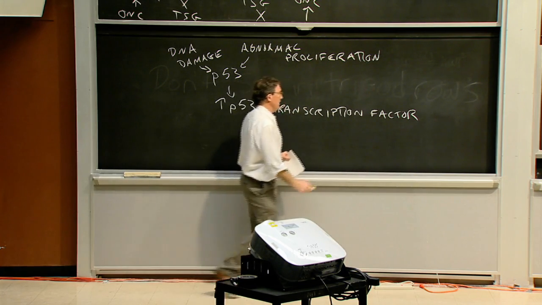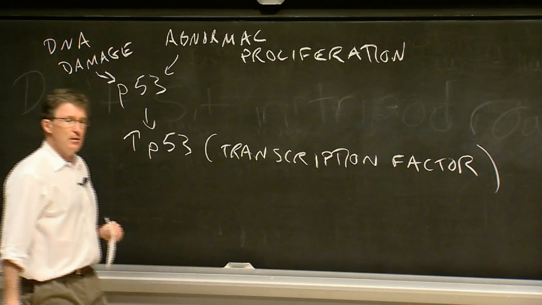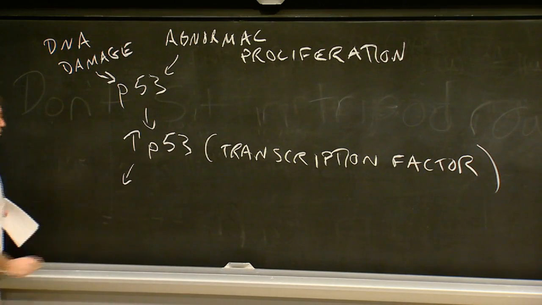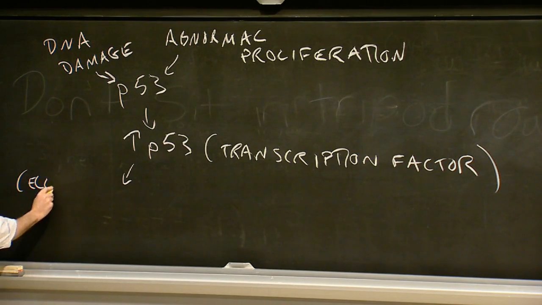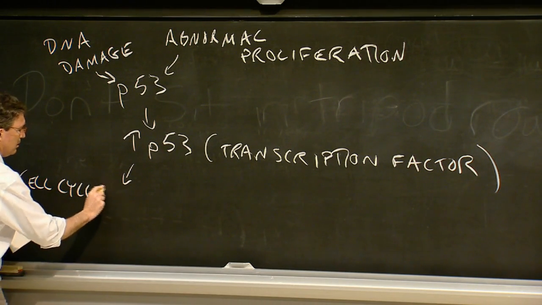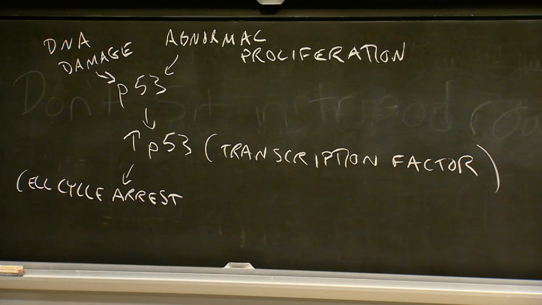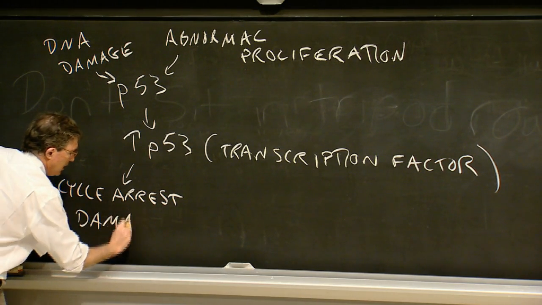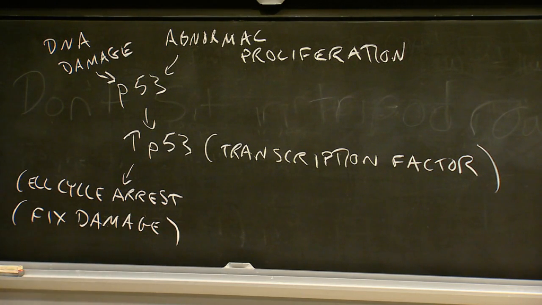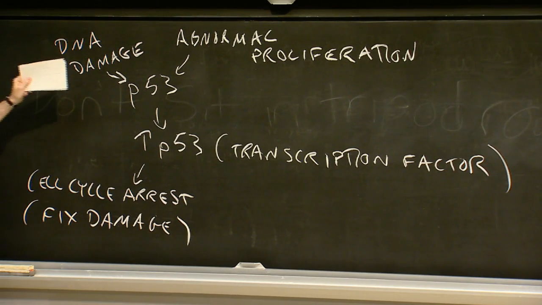p53 is a transcription factor. It regulates the expression of other genes. And the genes that it regulates fall into two broad categories, some of which cause the cell to undergo cell cycle arrest. When the p53 pathway is activated under certain circumstances, the cells are instructed to arrest, during which time whatever the damage is can be fixed before the cell continues to cycle. If there's DNA damage, the cell might arrest, fix the damage, and then continue on.